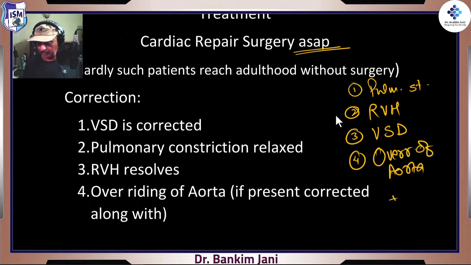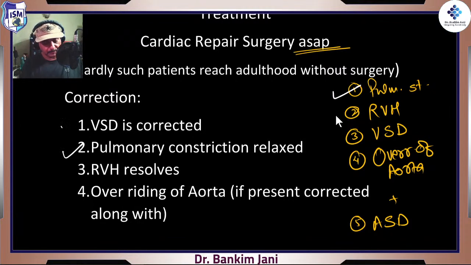And then when you want to make it pentalogy, you will be adding one more component, and that is ASD, right? You start correcting things in the following way. Pulmonary constriction is relaxed. You take care of this.